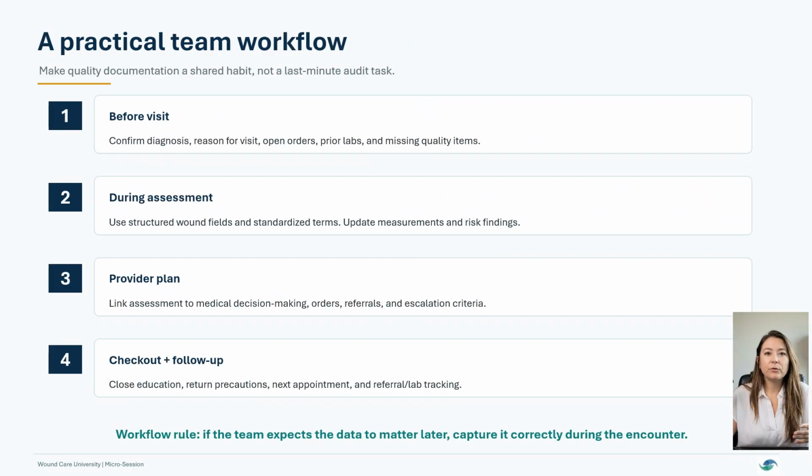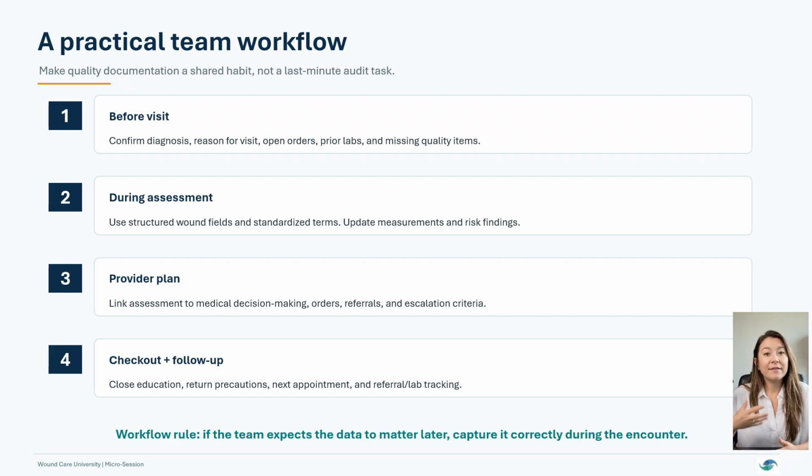The best way to improve eCQM readiness is to build quality thinking into the visit workflow. It should not be a separate audit project that happens weeks later. Before the visit, staff can confirm the reason for the appointment, open orders, missing labs, prior vascular studies, and whether there are quality items that need to be addressed.